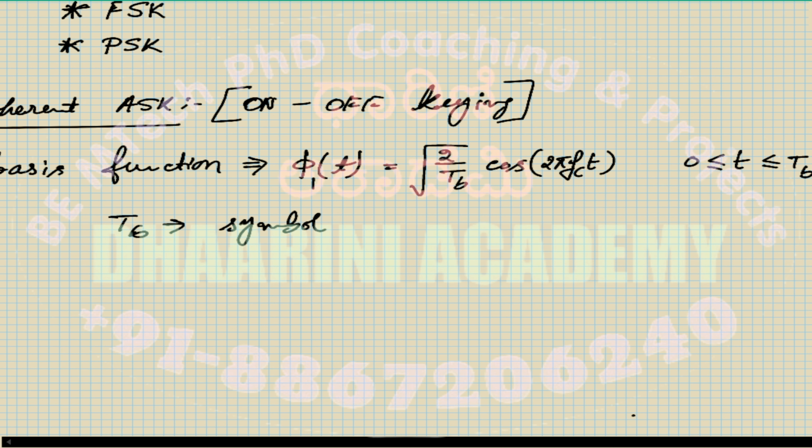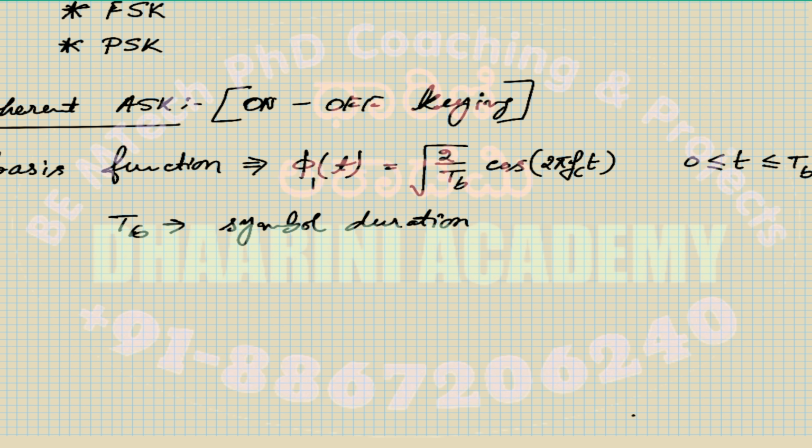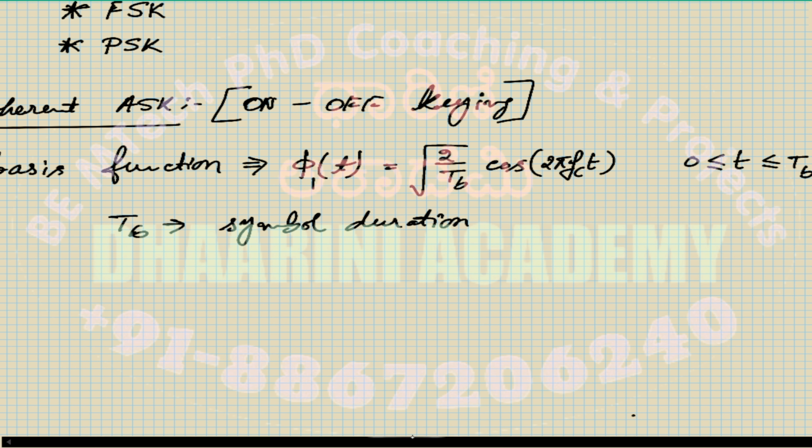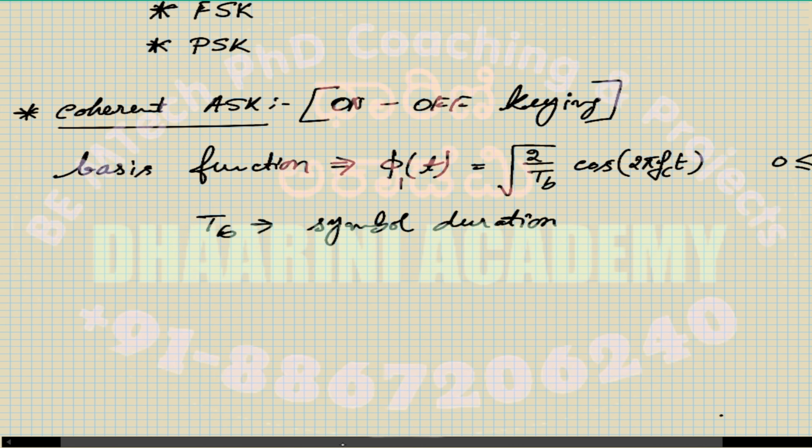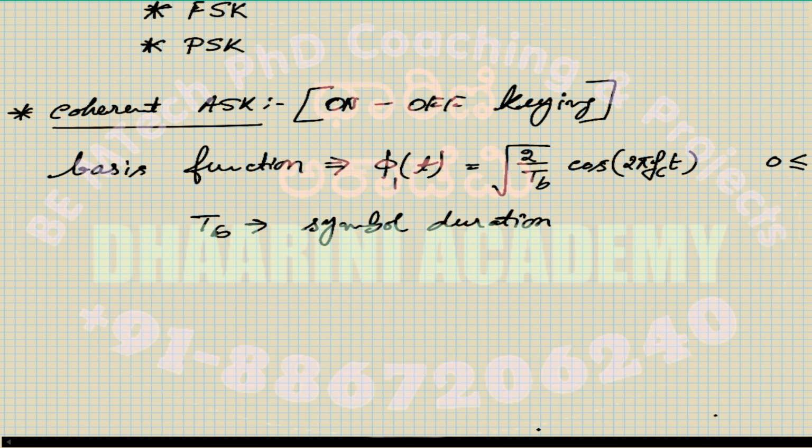As of now we are restricting ourselves to bits itself, right? One symbol is one bit, so the general term is symbol duration. If one symbol consists of 4 different bits, then this tb is the duration of all the 4 bits together. How much time you take to send all the 4 bits, that's what is required. Okay, fine. So this is the basis function required.